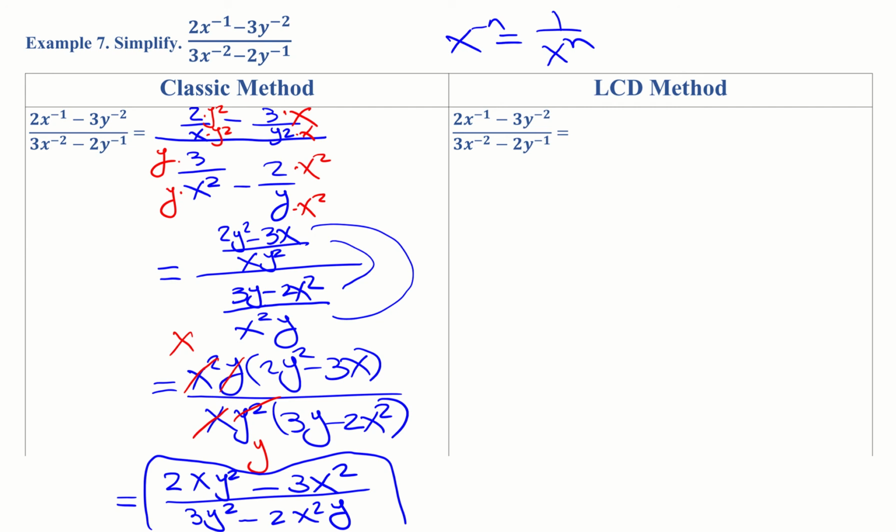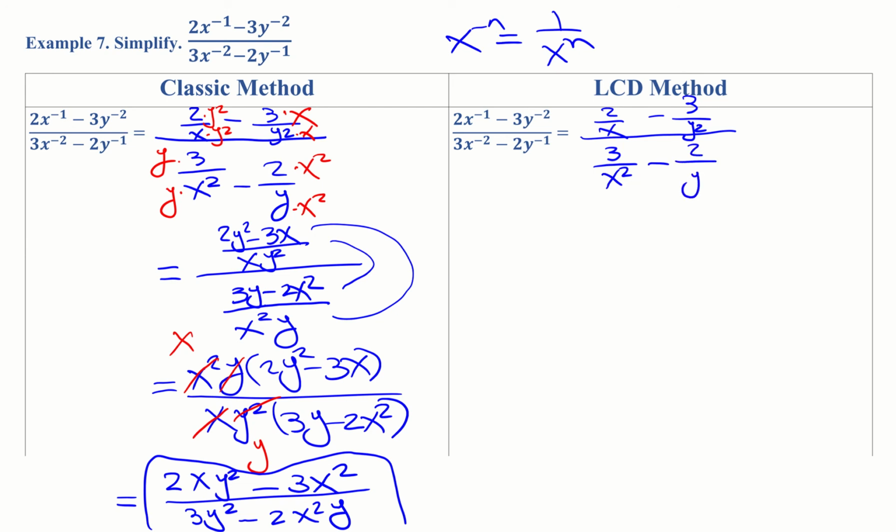All right, so let's go ahead and do the same thing, but with the LCD method this time. We are going to start out the exact same way. We're going to turn all those negative exponents into positive ones using this rule here. So we get 2 over x minus 3 over y squared over 3 over x squared minus 2 over y.